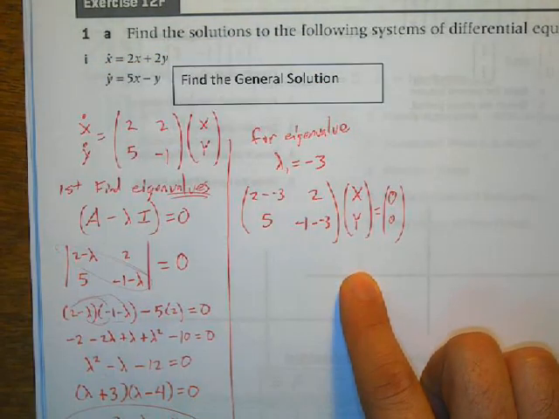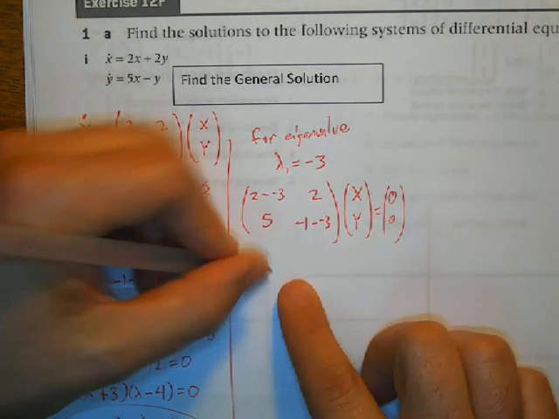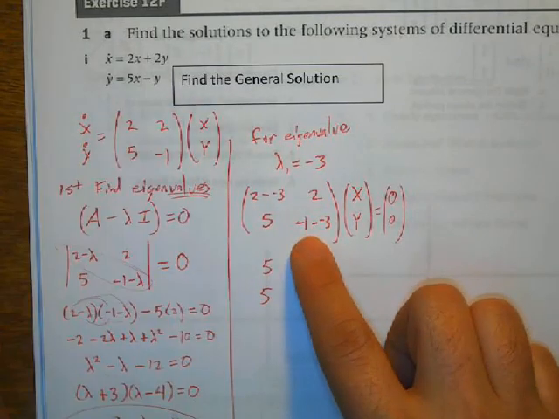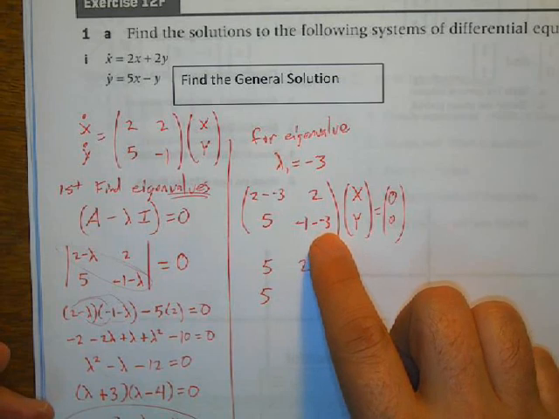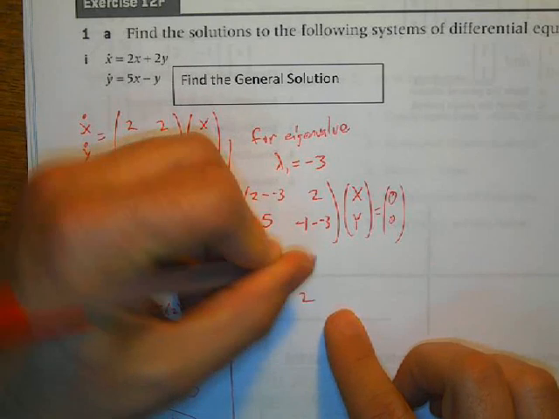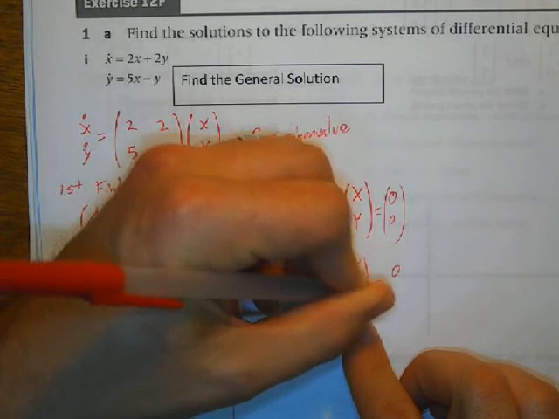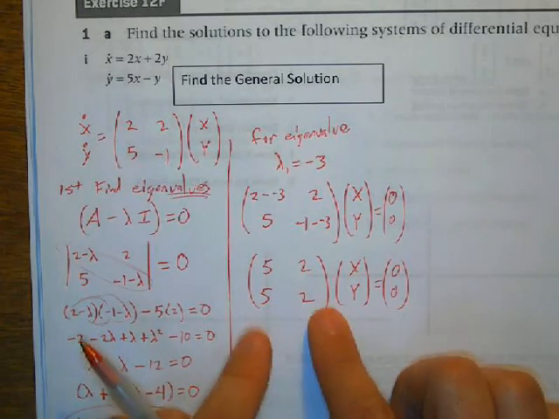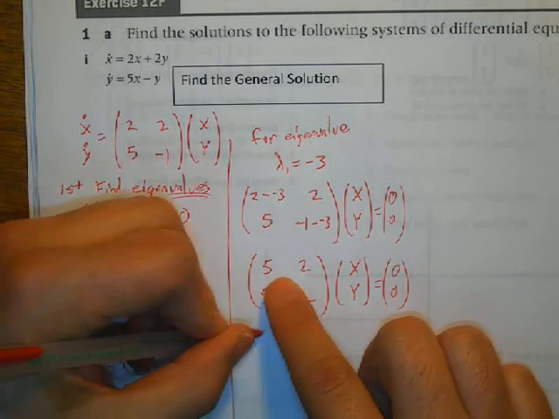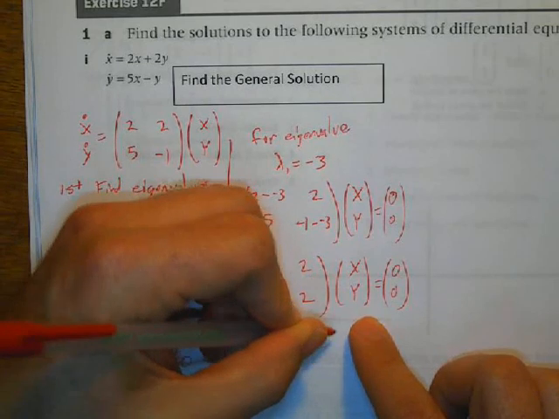Okay, so let's simplify this here. 2 minus negative 3, that's going to give me 5, 2, 5. Negative 1 minus negative 3, so that's going to be negative 1 plus 3, which gives me 2. And notice I get the same thing, so I know I've been doing this right. So now I can write this as 5x plus 2y equals 0.